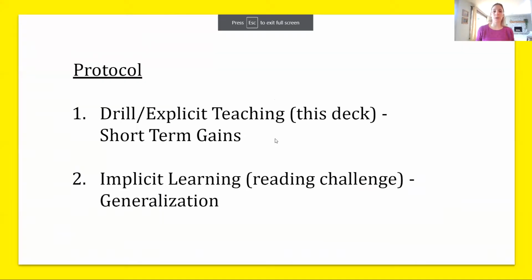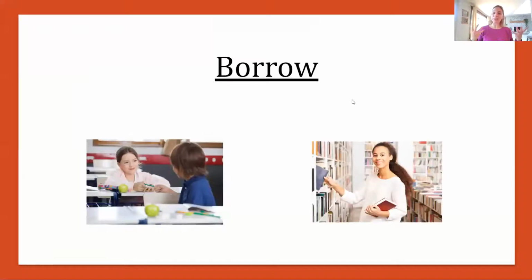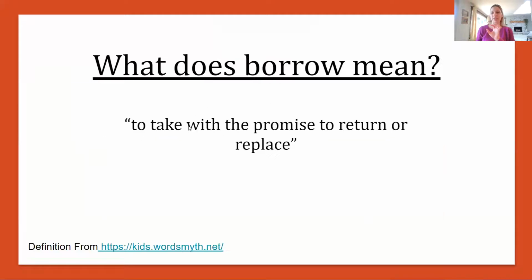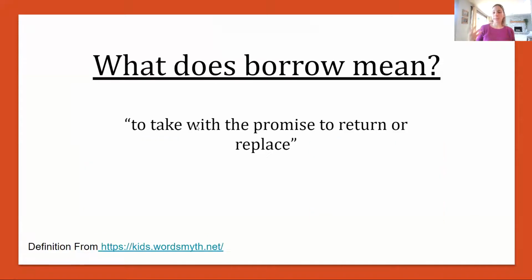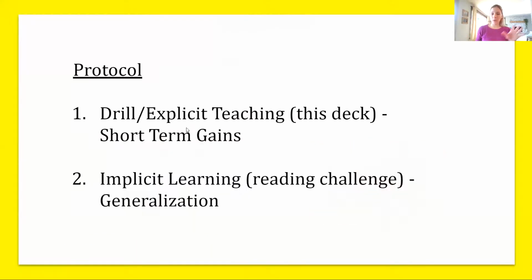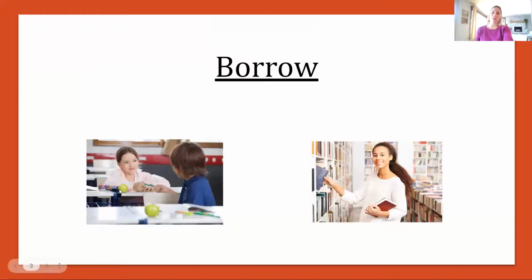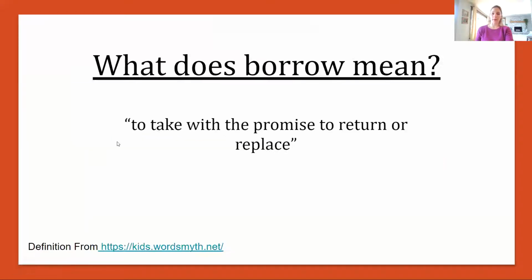So math Tier 2 words, the protocol. We're going to do a drill, explicit teaching, and then we're going to go to implicit generalization. Okay, sorry guys. So borrow, what does borrow mean, right? This is easy. We can just pick a picture. You know, it means this one, great. What does borrow mean? So, right, we have a visual about it. There's a visual about borrowing a book, a visual about borrowing a pen.